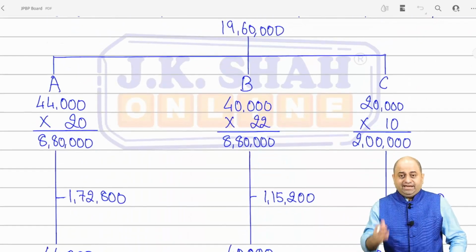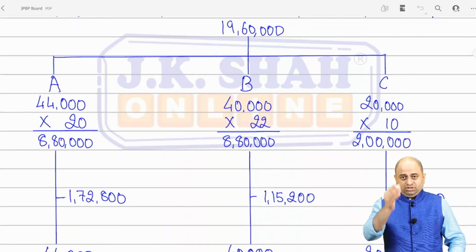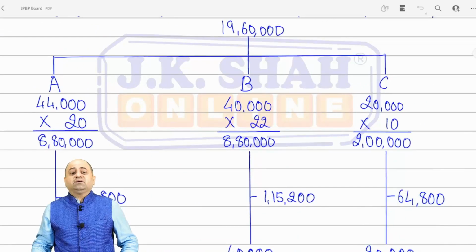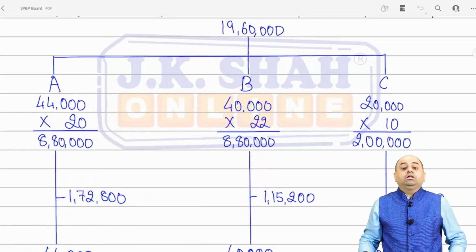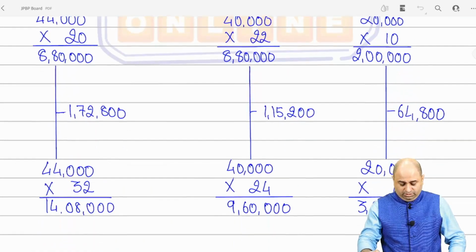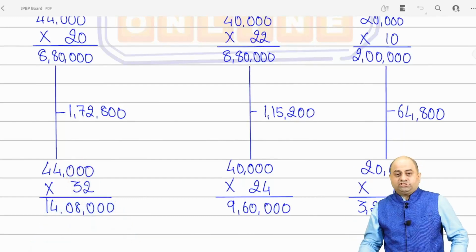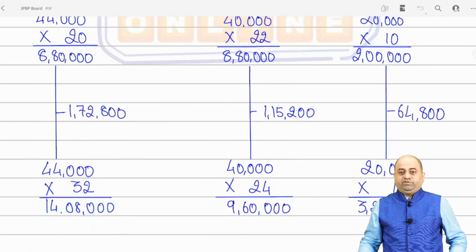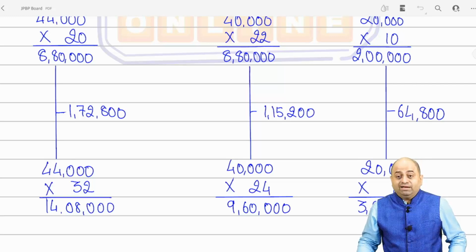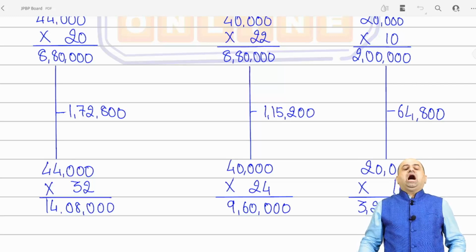And then finally 1960 becomes your joint cost. 880, 2 lakhs is your sales value at split off point. 14,8, 960 and 320, they are your final sales value. Amounts written in middle, 172, 800, 115, 200, 64, 800 becomes your post separation cost.